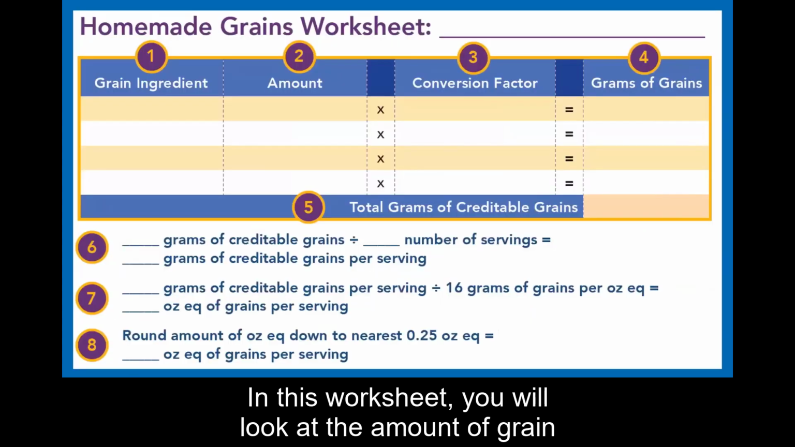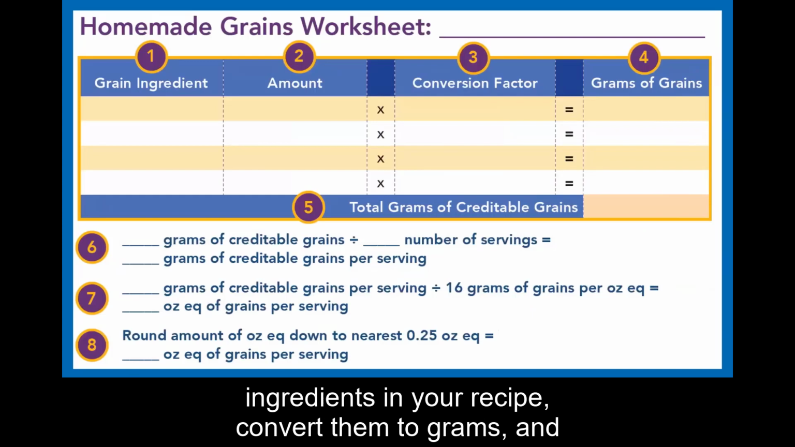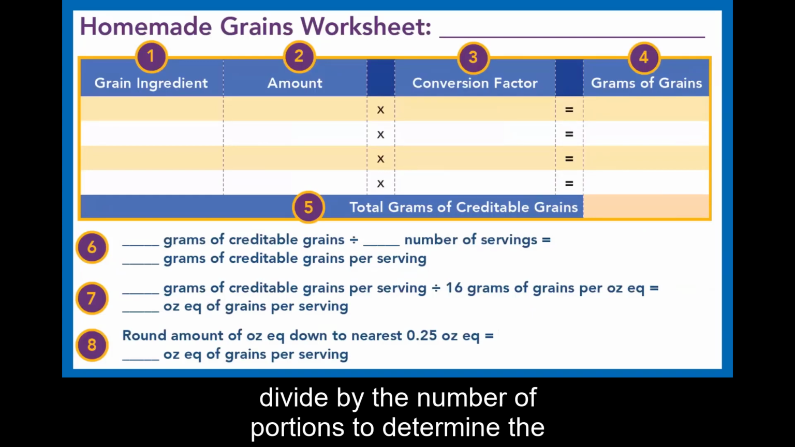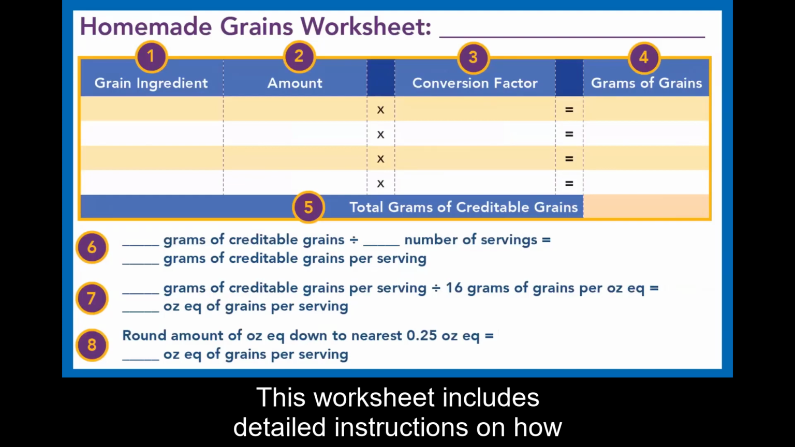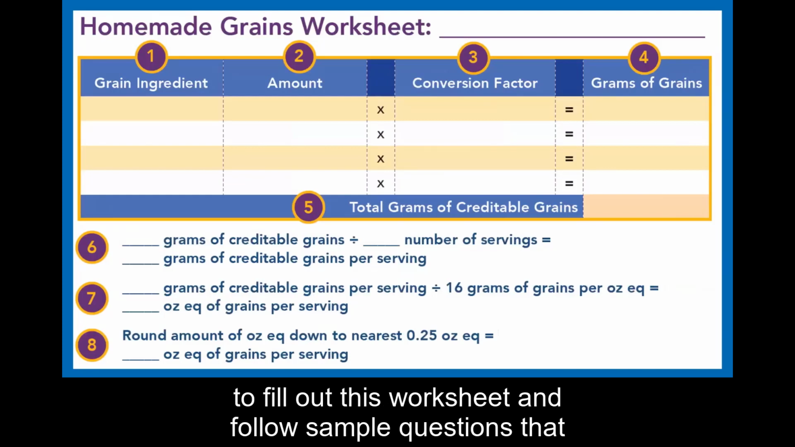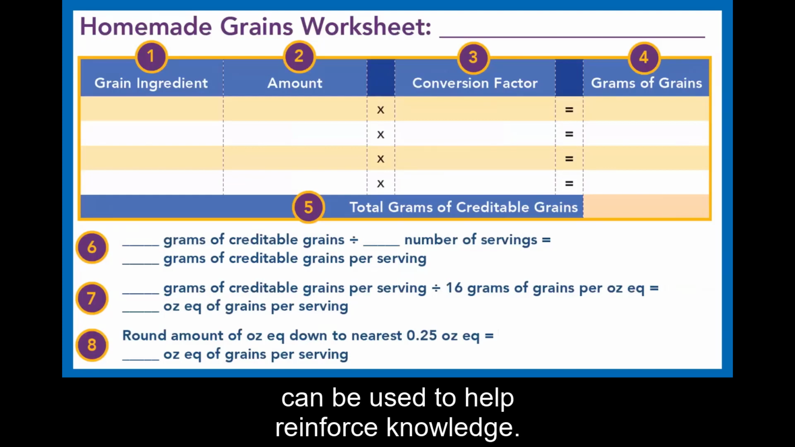So in this worksheet, you would look at the amount of grain ingredients in your recipe, convert them to grams, and divide by the number of portions to determine the amount of grains ounce equivalents in each portion. This worksheet includes detailed instructions on how to fill out this worksheet, as well as sample questions that can be used to help reinforce knowledge.